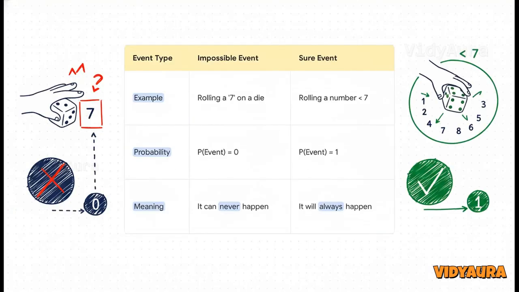Let's think about the 2 extremes. What's the chance of rolling a 7 on a normal die? Well, it's impossible, right? The numbers only go up to 6, so the probability is 0. It can never happen. Now, what's the chance of rolling a number less than 7? Well, every single number on the die, 1, 2, 3, 4, 5, and 6, is less than 7, so it's guaranteed. That's a sure event, and its probability is 1.